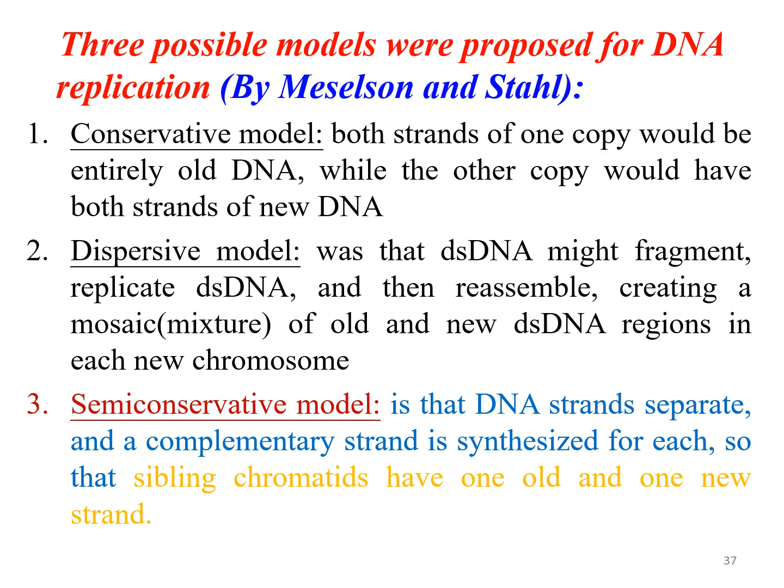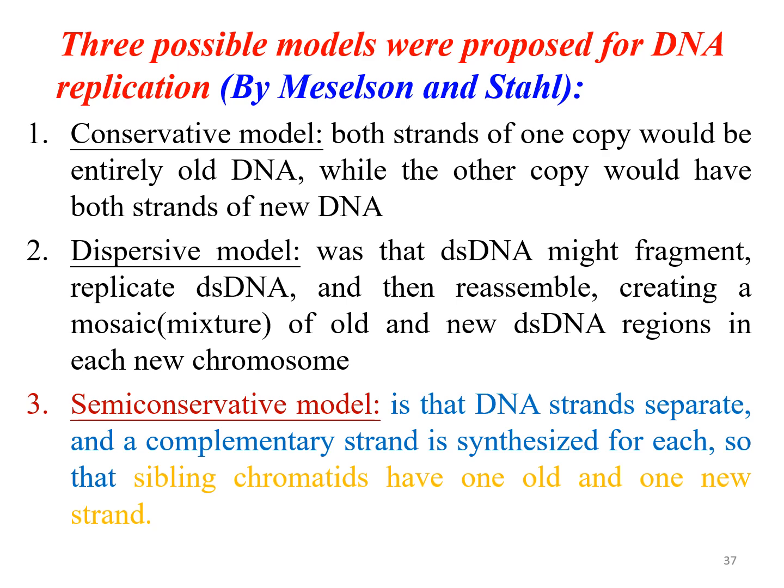The dispersive model states that the double-strand DNA might fragment, the fragments replicate, and then reassemble, creating a mosaic or mixture of old and new double-strand DNA regions in each new chromosome. So here, the dispersive model states that first the double-strand DNA may become fragmented, and these fragments can be replicated and then reassembled, creating a mosaic mixture of the old and new DNA in the new offspring.